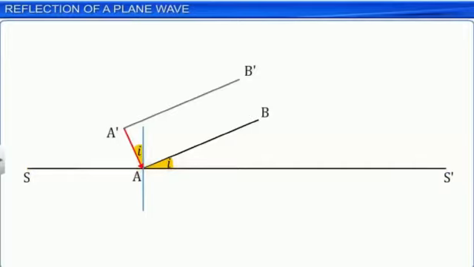The secondary wavelets from the points other than A have maximum intensity in the forward direction and zero intensity in the backward direction, and thus they will move in the forward direction. Since the surface S dash is a reflecting surface, the intensity of the secondary wavelets from A is maximum in the backward direction and minimum in the forward direction. Thus we can say the wavelets from the point A will move in the backward direction.